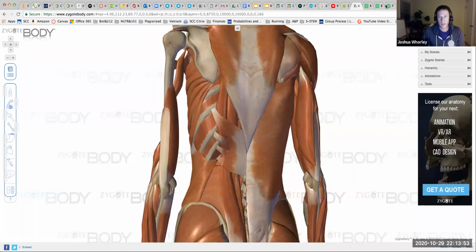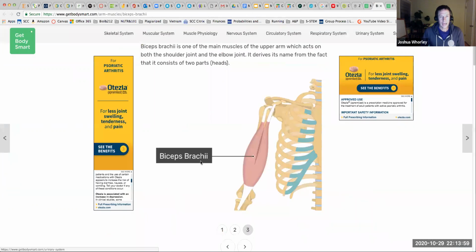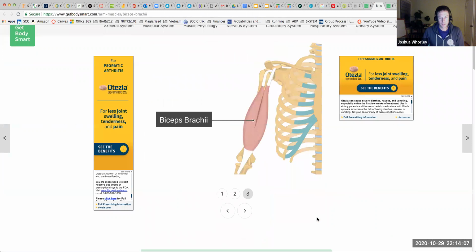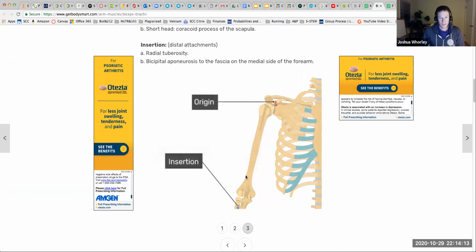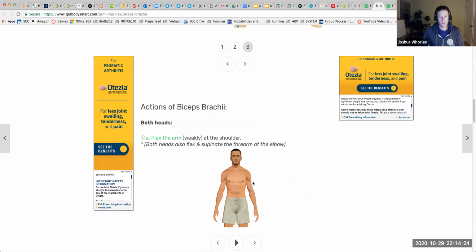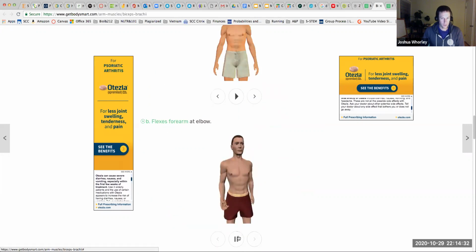Let's just check out Get Body Smart and see. There's a couple of other actions, for example, of the biceps brachii. So here's our Get Body Smart. There's our biceps. Now let's look at the attachment sites. I just like how they clear out all this muscle stuff, and you can see the coracoid and the supraglenoid tubercle, and then the radial tuberosity. But it can flex the arm a little bit, so this whole arm can be flexed a little bit, but it's quite weak. It doesn't have a very good mechanical advantage, but it's an excellent flexor of the forearm, right?